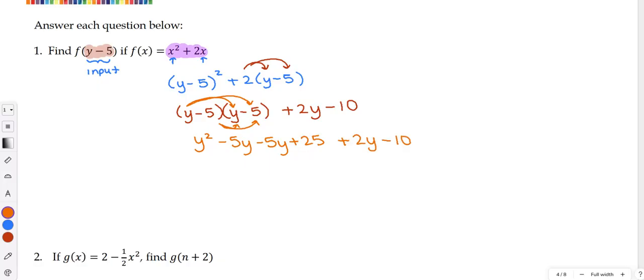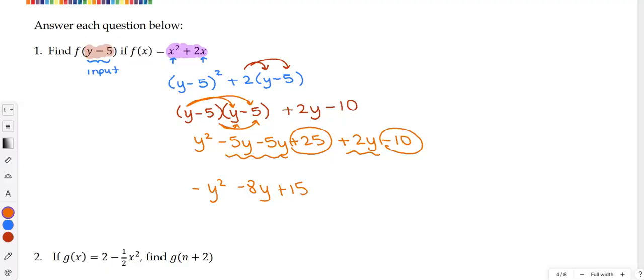At this point, at this level, we tend to naturally like to write things in order, in standard form. So I'm going to go ahead and write my answer in standard form. Combine any y squares. There's no y squares. Combine all of my y's. That gives me a negative 8y. Combine my constants. That gives us a positive 15.